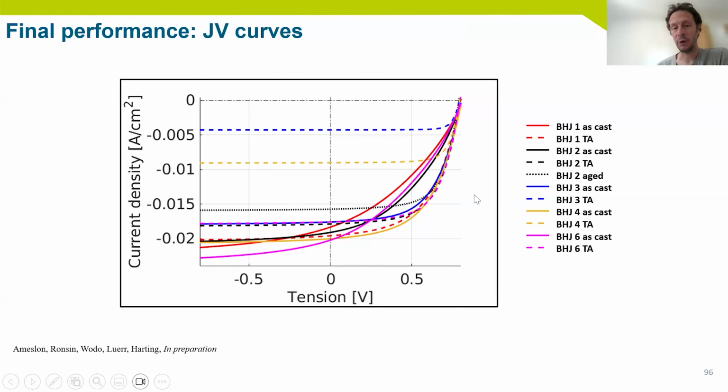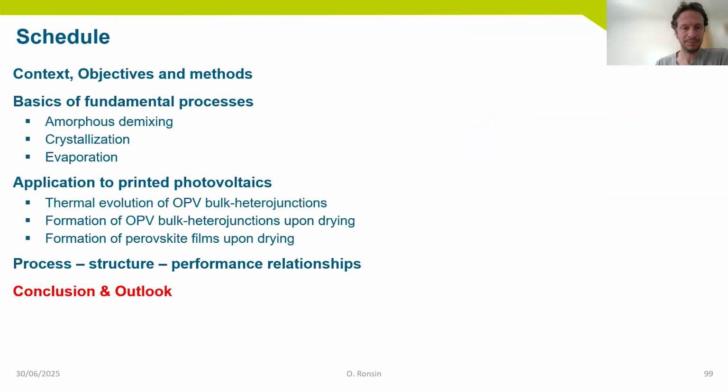And so if we just focus on the black one, because we have the as cast curve here, which has an ugly fill factor here. If you thermally anneal, your fill factor is much increased, so you have a beneficial impact of the thermal annealing. And then afterwards, if you age it, then you lose in JSC for this morphology, and that's not that good. Okay, so that's the target at the end, to have such JV curves depending on the morphology.